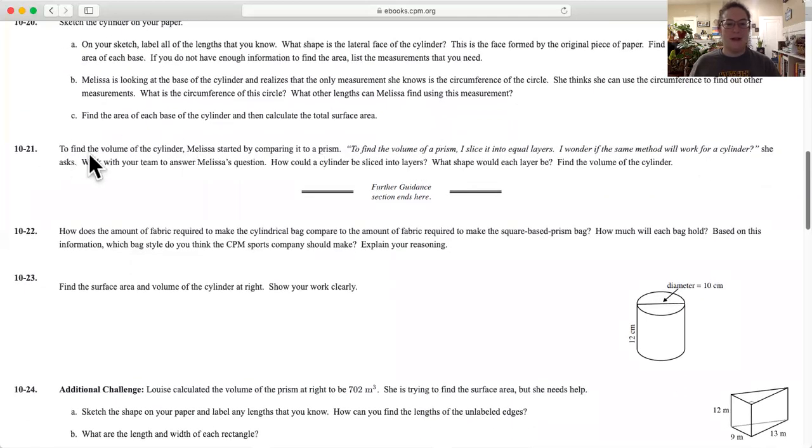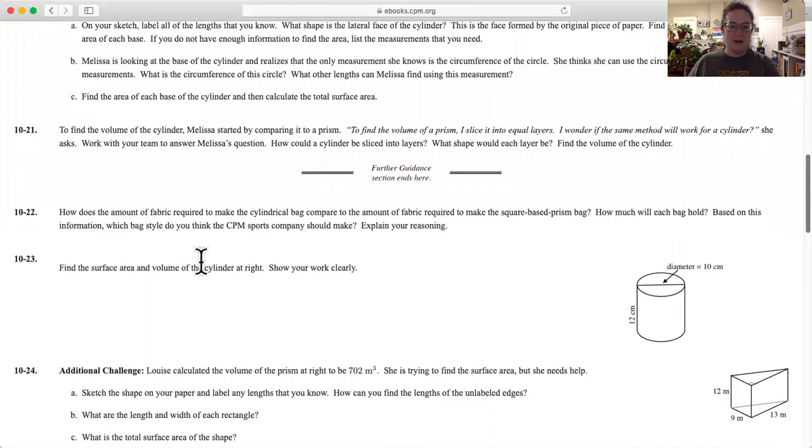And then it says to find the volume of the cylinder, and Melissa started by comparing it to a prism. To find the volume of a prism, I slice it into equal layers. I wonder if the same method will work for a cylinder. So how could a cylinder be sliced into layers? What shape would each layer be? Find the volume of the cylinder.